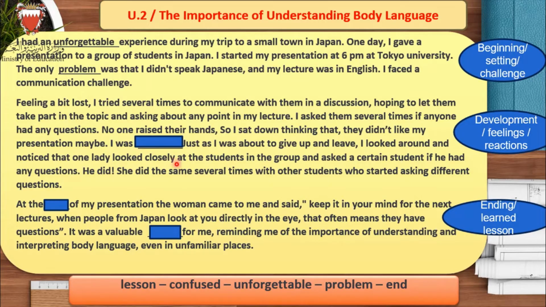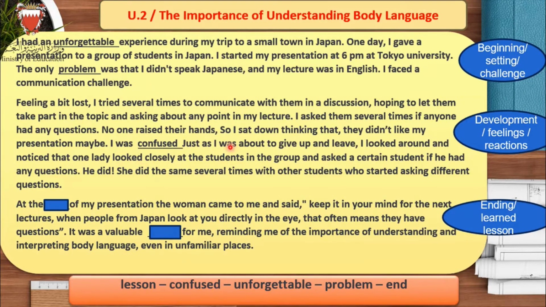I was confused just as I was about to give up and leave. Now I have reached a point of despair or frustration. Well done, you can choose here: confused. I looked around and noticed that one lady looked closely at the students in the group and asked a certain student if he had any questions. He did. She did the same several times with other students, who started asking different questions.